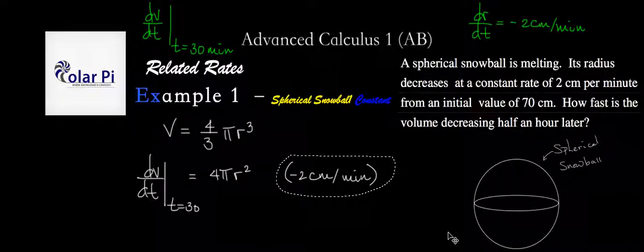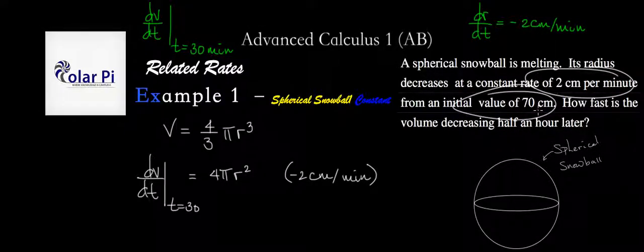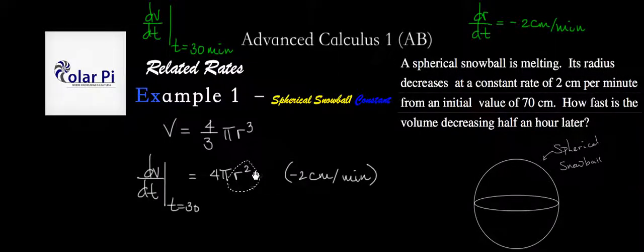And what next? Next, well, we need r, right? And what we know is we need r when t is equal to 30. Lucky for us, because the radius is decreasing at a constant rate of 2 centimeters per minute, we know that by the time t is equal to 30 minutes, 60 centimeters of the radius would be gone. And we know that initially the spherical snowball had a 70 centimeter radius. And so if in 30 minutes 60 centimeters are gone, we're left with just 10 centimeters of the radius of the spherical snowball remaining. So that means this r squared will have to be replaced by 10 centimeters squared.